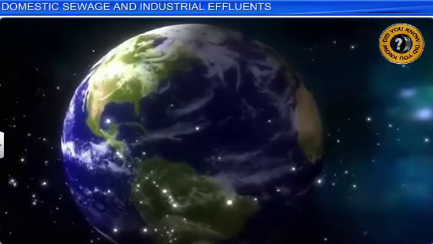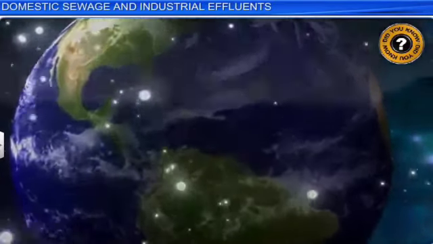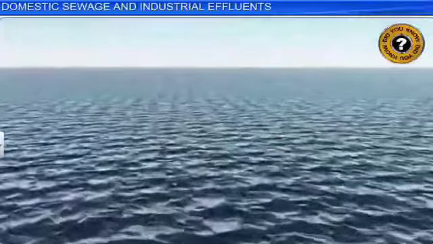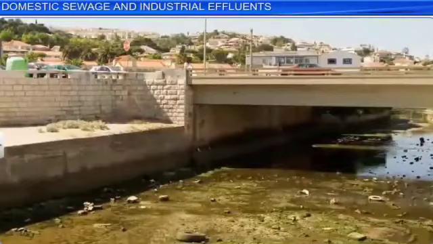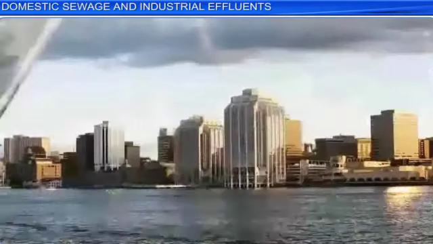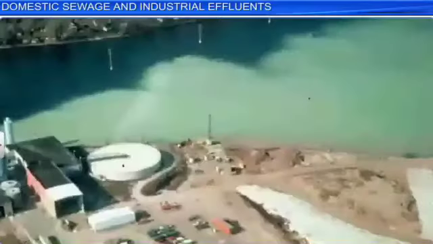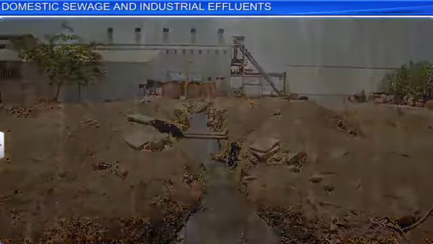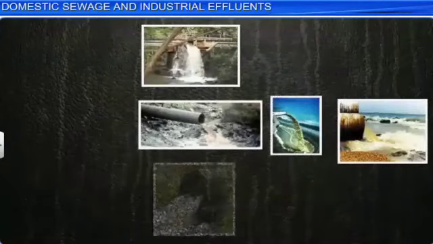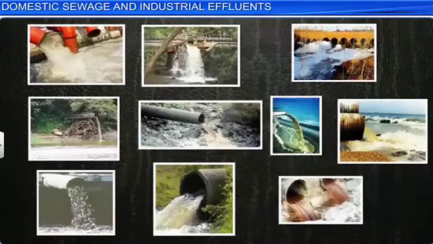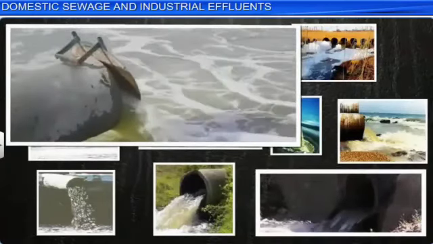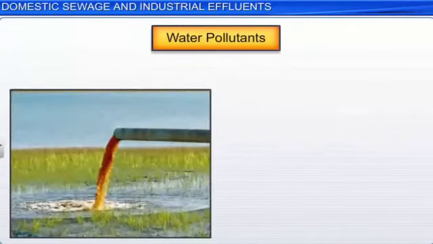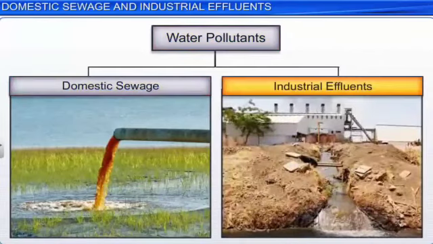Did you know that less than 1% of the fresh water on Earth can be directly used for human consumption? Rapid urbanization and industrialization has brought into focus the consequences of environmental pollution. The problem is enhanced by the fact that most water bodies have become contaminated with a variety of pollutants. Pollutants flowing into water bodies are broadly classified as domestic sewage and industrial effluents.